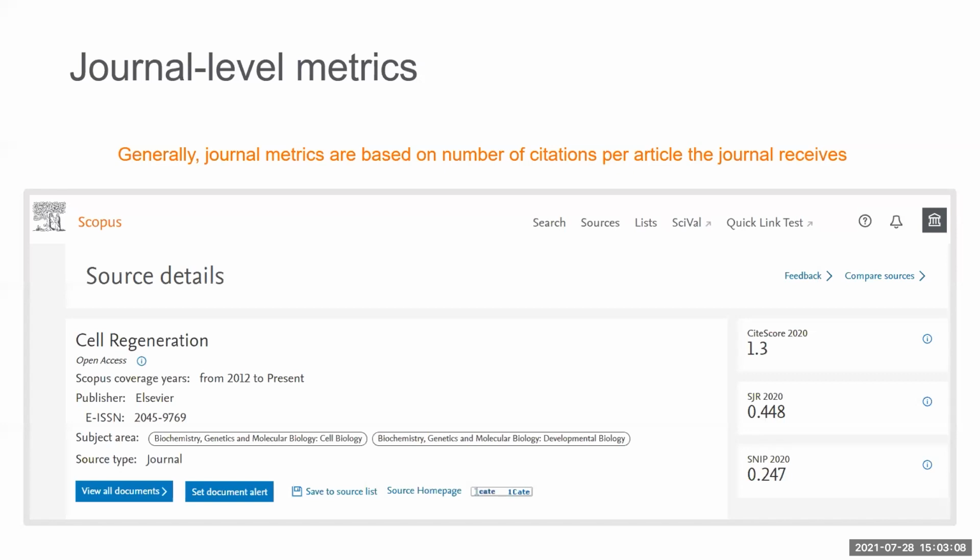So next we'll also look at normalized metrics. Scimago Journal Rank normalizes by weighting the citations by where they're coming from, and the Source Normalized Impact per Paper, the SNIP, also normalizes on the subject area. And why is this important?